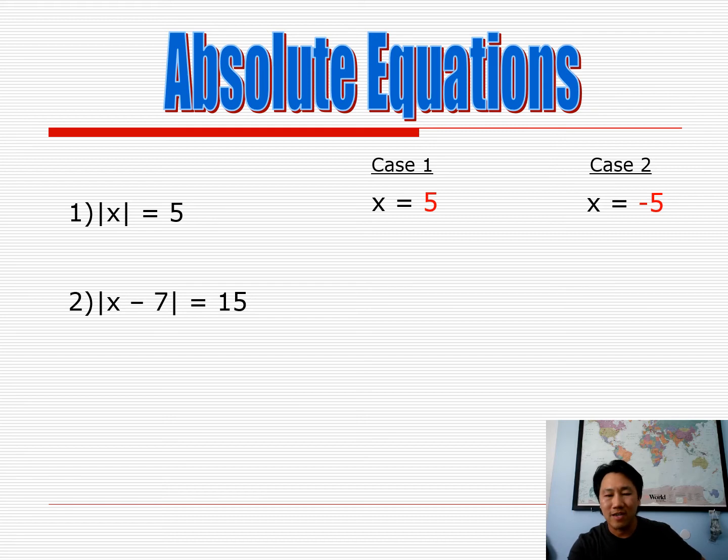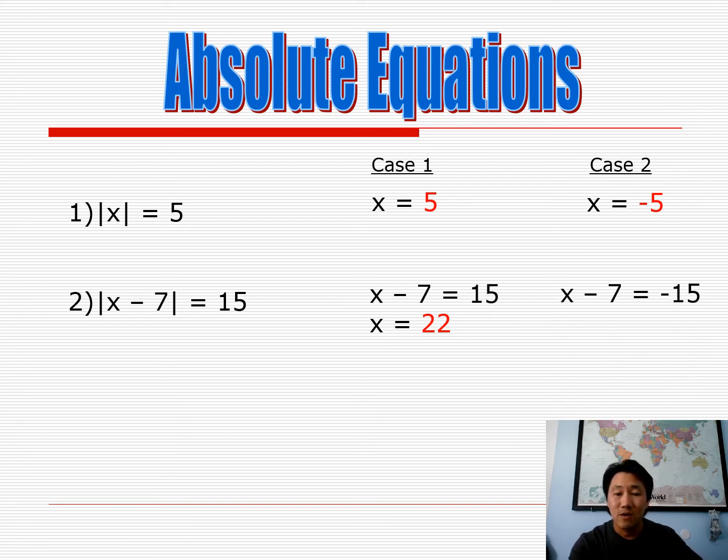Here's a more traditional question. The absolute value of x minus 7 is equal to 15. We still have two cases. There's the first case. You just rewrite the equation without the absolute value. x minus 7 is equal to 15. And then you would solve it like normal. Add 7 to both sides, you get 22. That's the first answer. To get the second answer, we write the equation again, but this time we change it to negative 15.